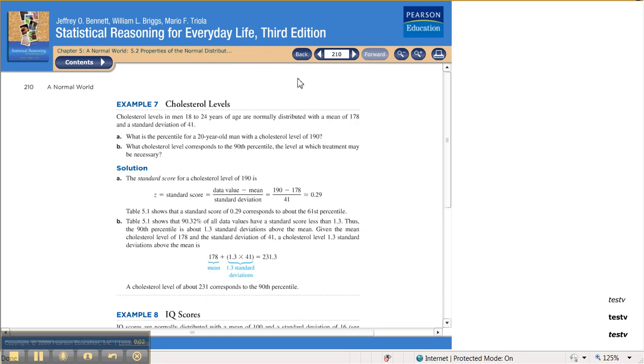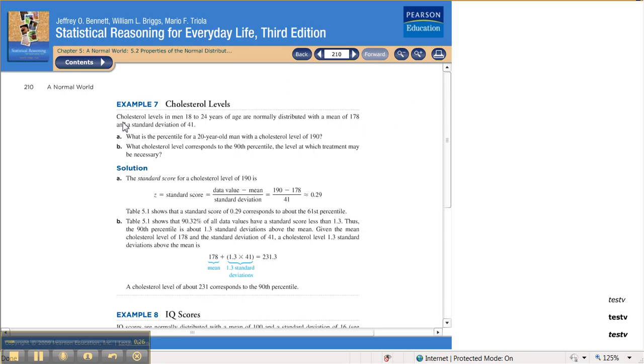I wanted to talk a little bit about using the z-table that's in the back of the book and how you can interpret the z-score. I'm just going to use an example here from the book on page 210. They're talking about finding a percentile, which is the percentage of area to the left of some number.